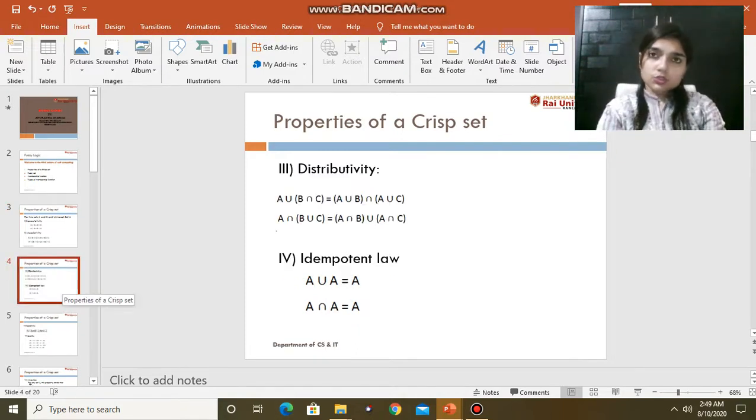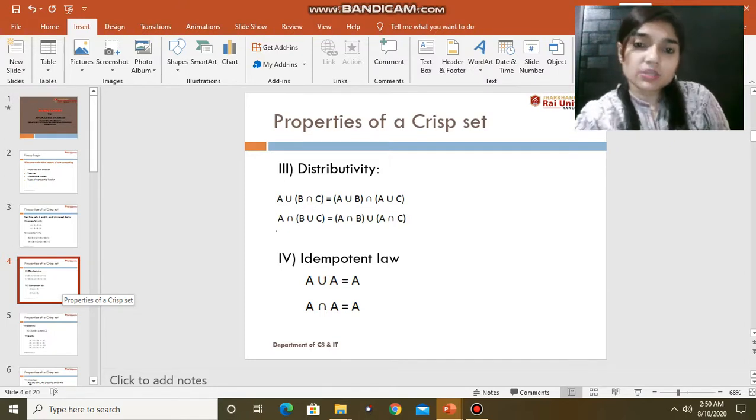The third rule is distributivity, and it states that A union with B intersection C is equal to A union B intersection A union C, and A intersection with B union C is equal to A intersection B union A intersection C. The fourth law is the idempotent law, and it states that A union A is always equal to A and A intersection A is equal to A.